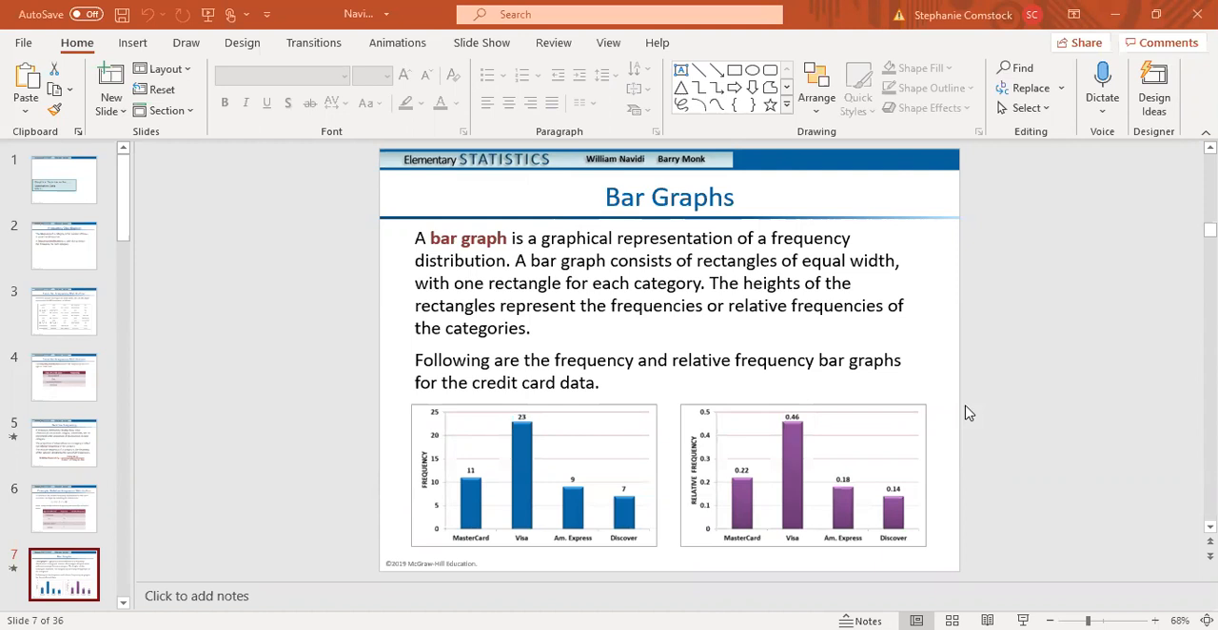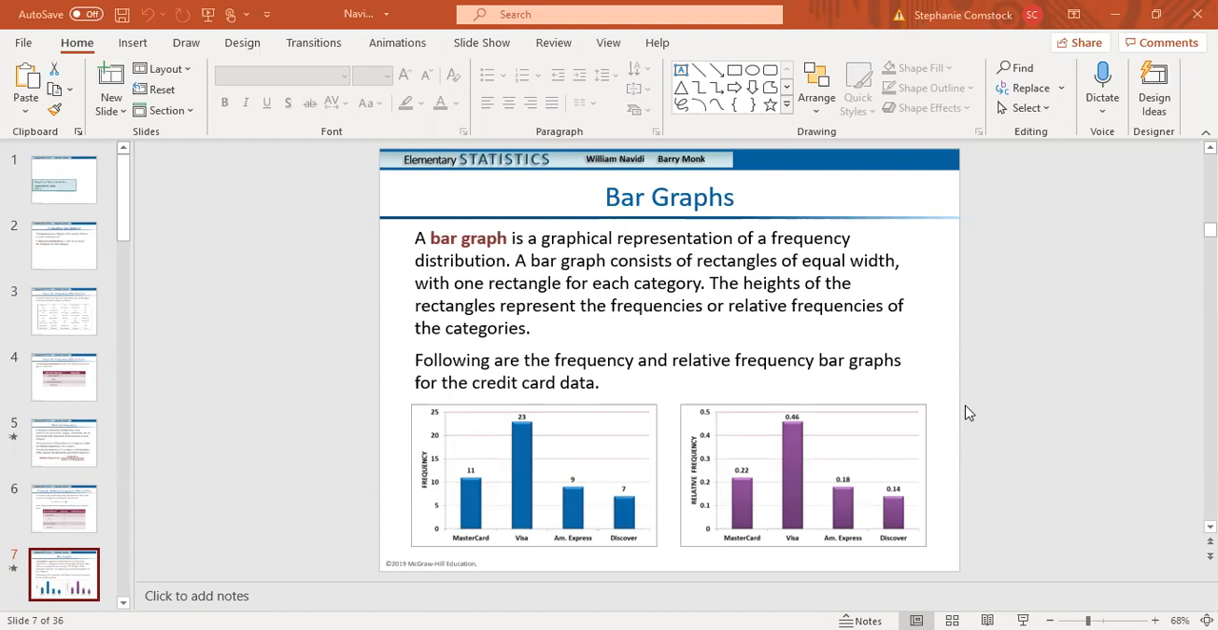And then you're going to use rectangles that are equal width. So you don't want skinny rectangles or bigger rectangles. And the height goes up to whatever the frequency or the relative frequency is. With the two that we're seeing here on the screen, this is for those MasterCard, Visa, Amex, Discover ones. And so they've got the one with the blue, which is the one on the left.